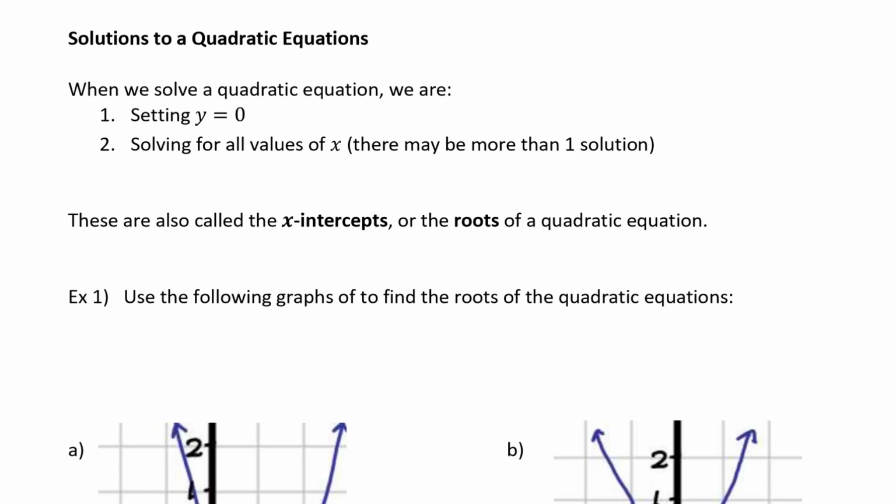Let's look at solving quadratic equations. How do we do that? To solve it, we set y equal to 0, and we solve for all the values of x. What we're looking for here is the x-intercepts. Remember, when we were graphing linear equations, we could calculate the x-intercept by setting y equal to 0. That's what we're doing here. These are sometimes called the roots of the quadratic equation. We will be doing this algebraically, but let's first look at it graphically.